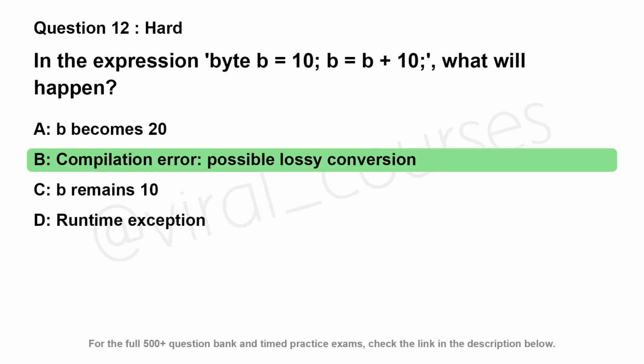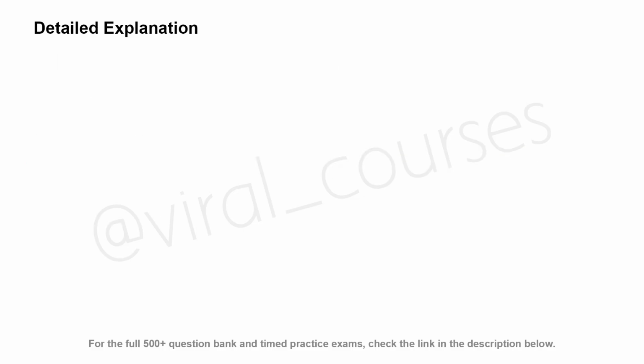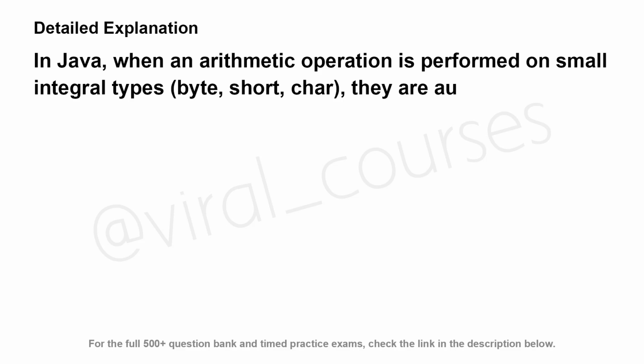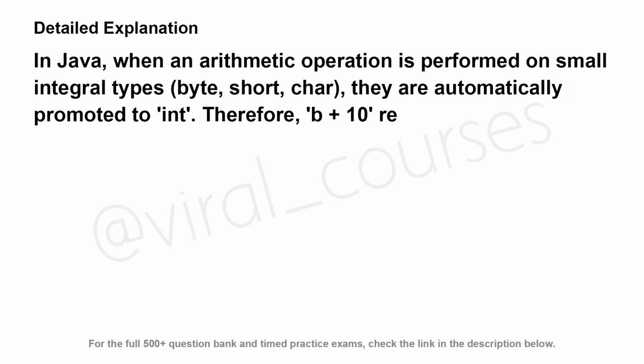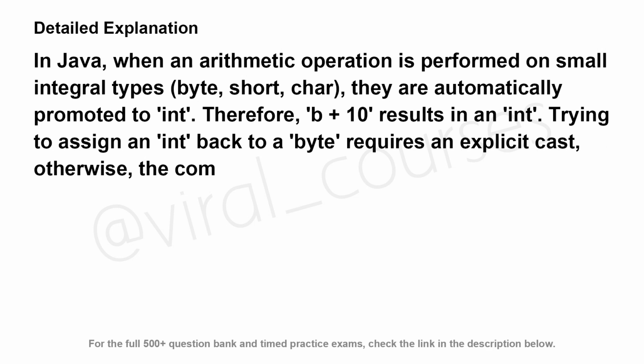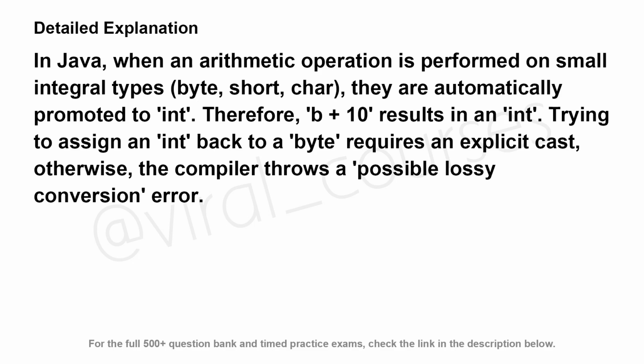The correct answer is B. In Java, when an arithmetic operation is performed on small integral types, byte, short, char, they are automatically promoted to int. Therefore, b + 10 results in an int. Trying to assign an int back to a byte requires an explicit cast. Otherwise, the compiler throws a possible lossy conversion error.